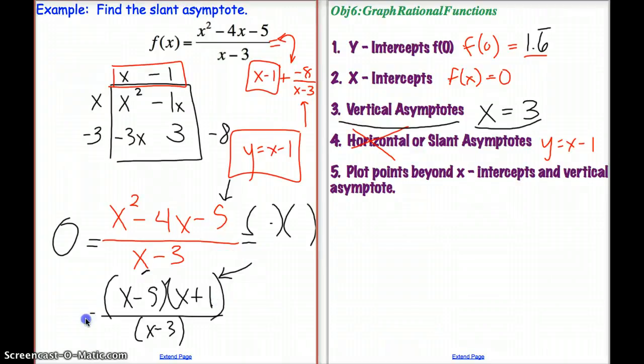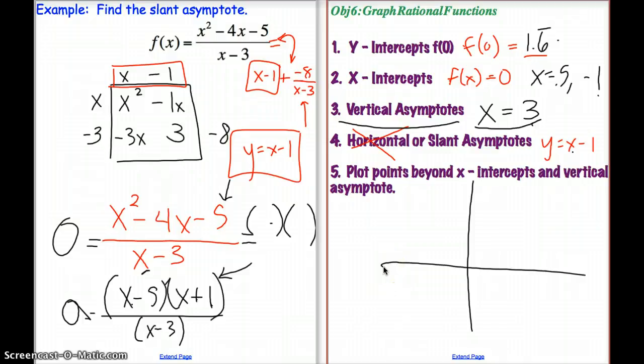Now I ask the question, when is this 0? So remember, I don't want to look at the denominator being 0. I want to look at the numerator, because 0 divided by some number, like 5, will be 0. Okay, so when is the numerator 0? So it looks like my two x-intercepts are at 5 and negative 1. Okay, so I have 3 key points already. I have an asymptote and I have another asymptote. So I'm going to sketch this, see where I'm at, and then decide what to do from there.